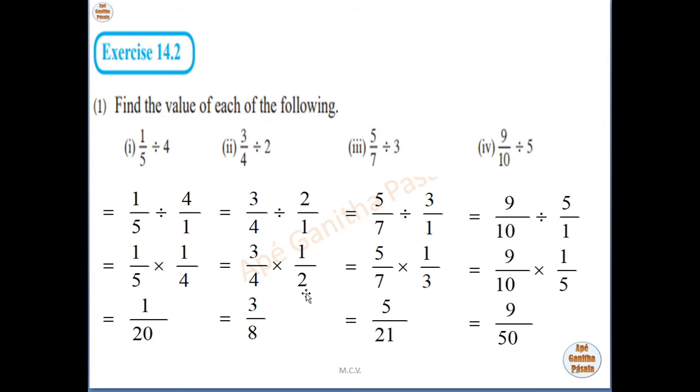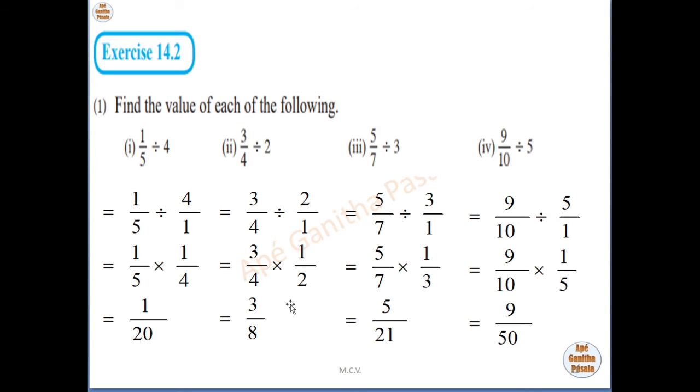Next one, 3 over 4 divided by 2. What is the reciprocal of 2? Unit fraction, 1 over 2. You can get that as 2 means 2 over 1. Interchange that, then 1 over 2. Then division sign becomes a multiplication sign.